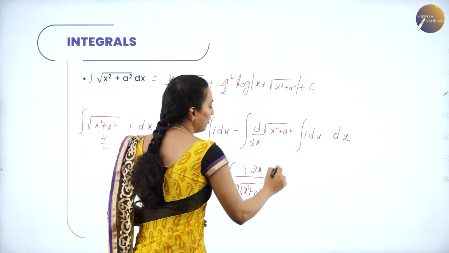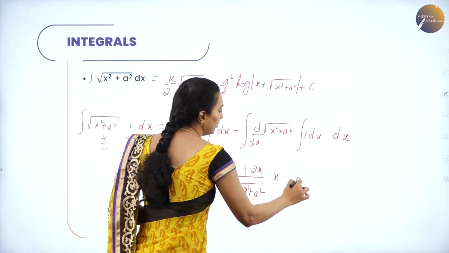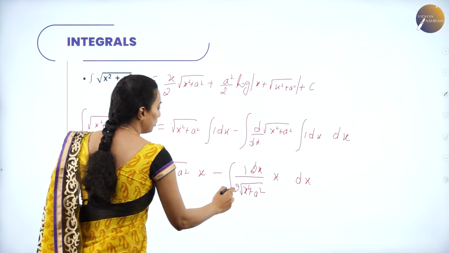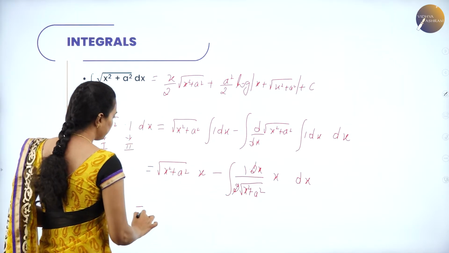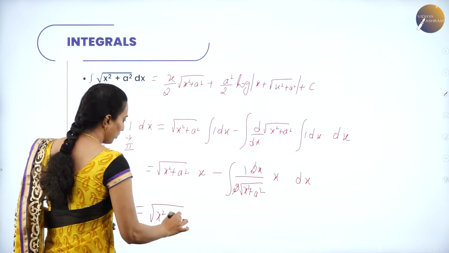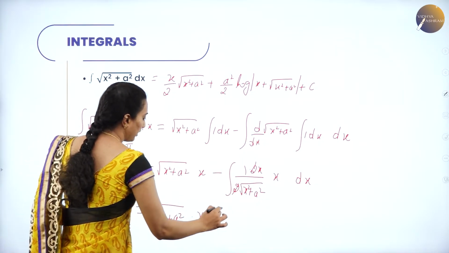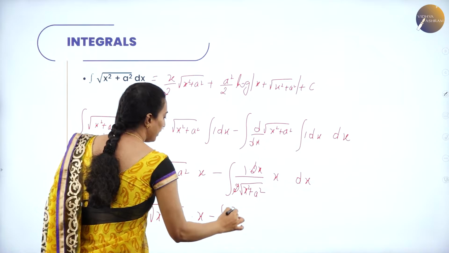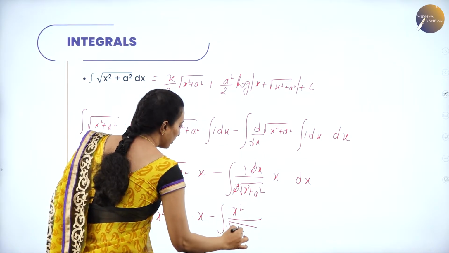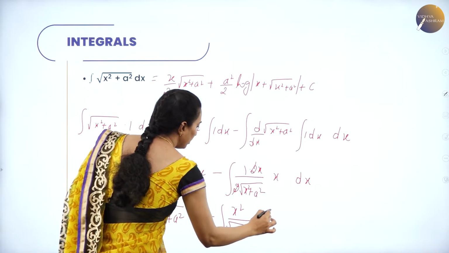So into integral of 1 into dx is x, into this dx I am writing. I hope you got this one. Now 2 will get cancelled. Remaining is under the root x square plus a square into x minus, here x into x will be x square divided by root x square plus a squared into dx.